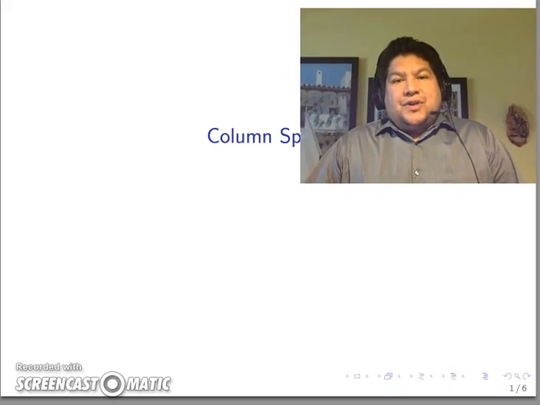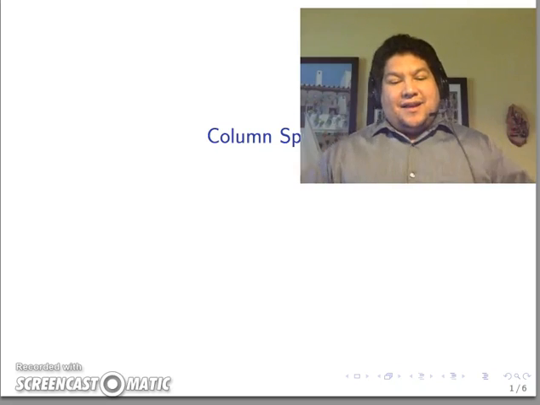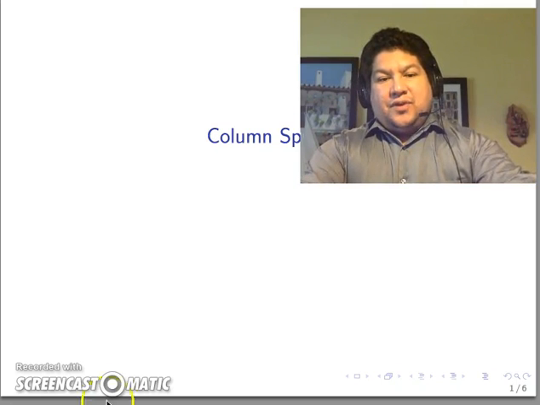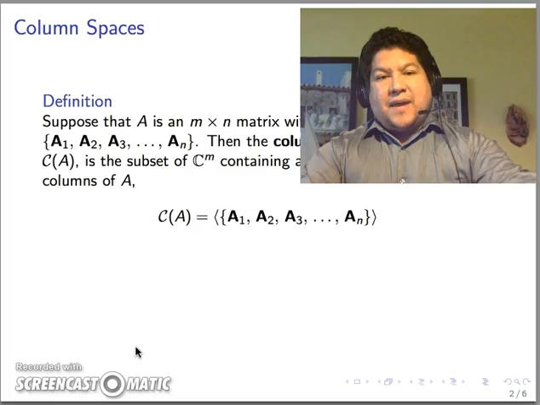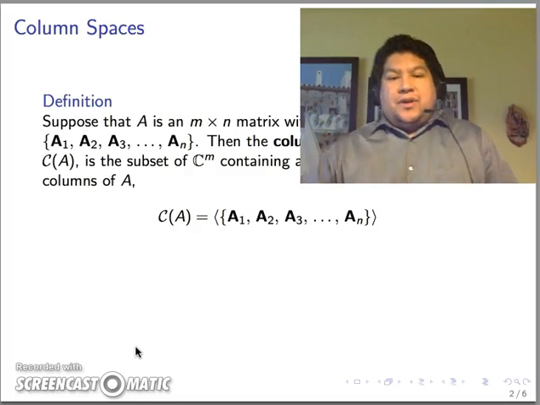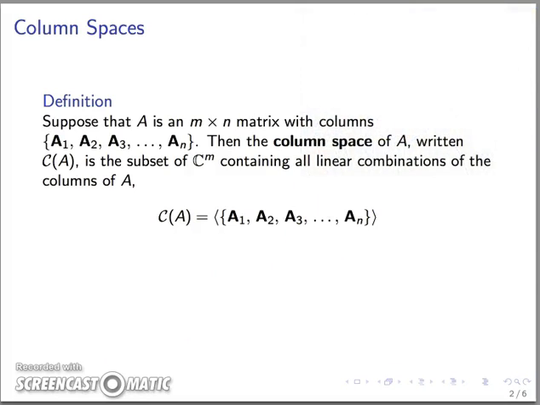Hi, this lecture is called column space. We will review the definition of the span of a set with emphasis on the set made of the columns of a matrix. This span of the set of columns of a matrix is denominated as the column space.